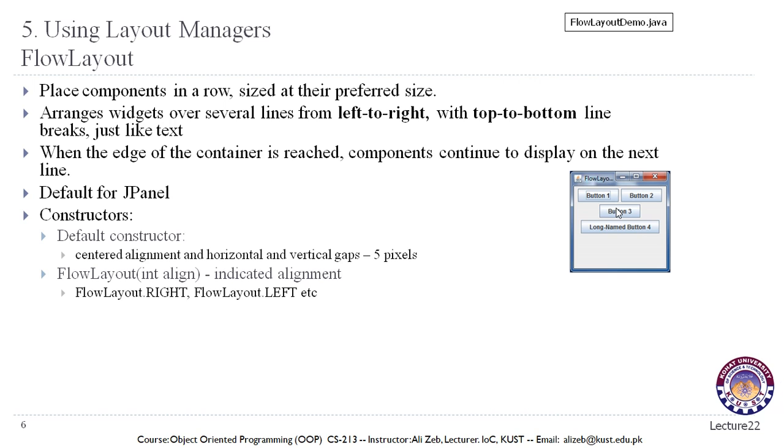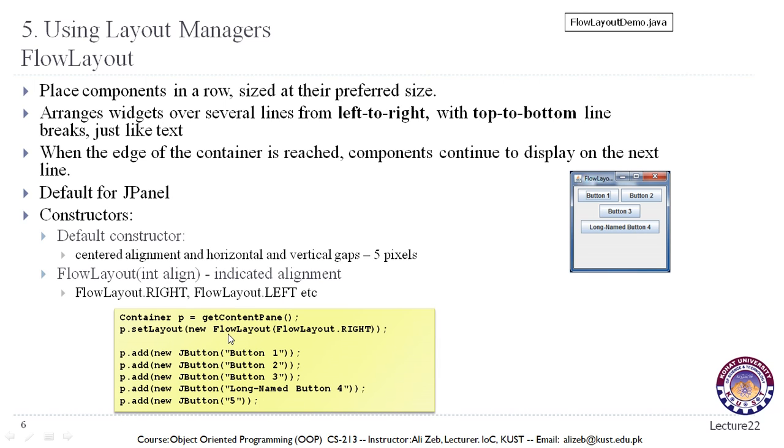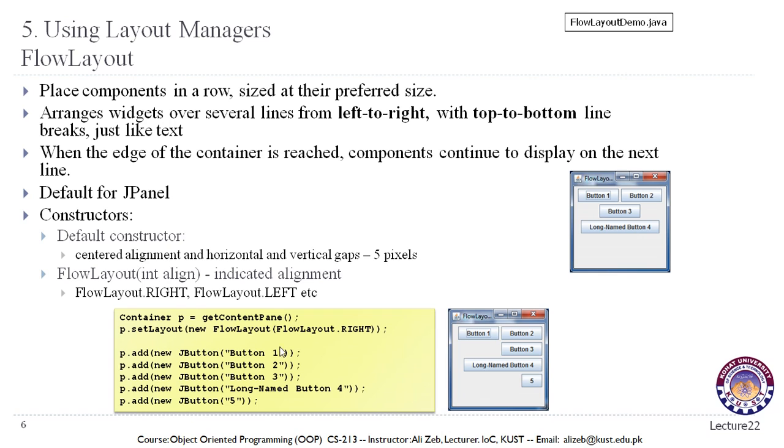The syntax of flow layout: if you want to change the default alignment, we can do that by passing FlowLayout.RIGHT or FlowLayout.LEFT to the flow layout constructor. So if you want to set the layout to new FlowLayout(FlowLayout.RIGHT), we can do this by passing this static argument to the flow layout constructor, and we can add. Now the buttons are added towards the right side of this form, as we can see.